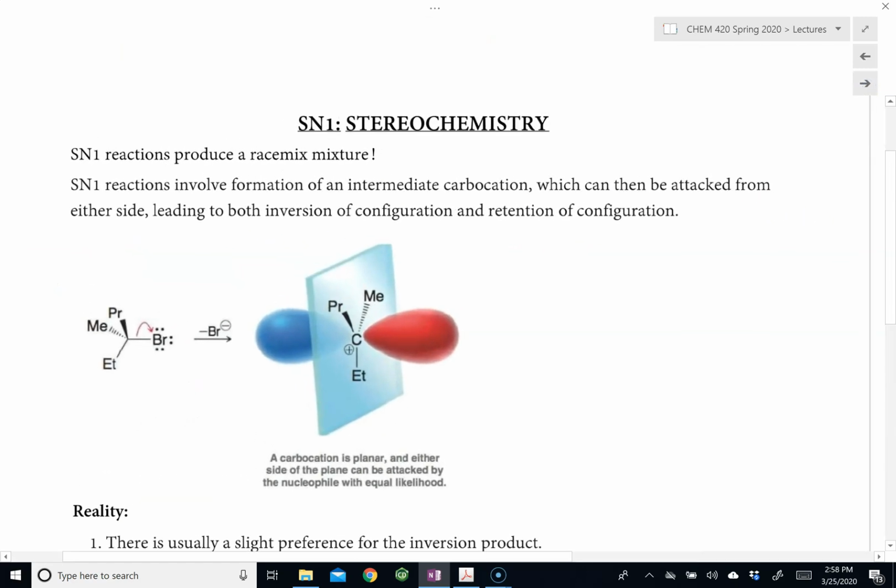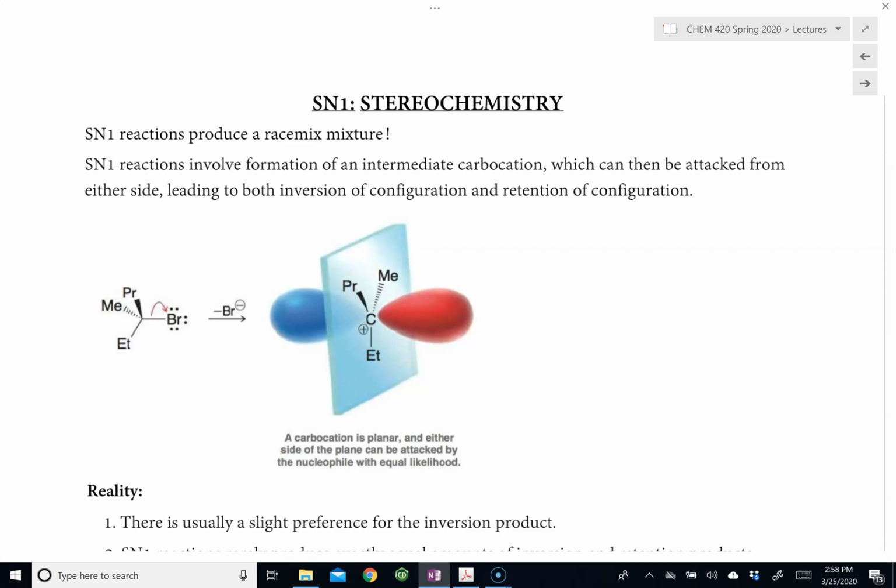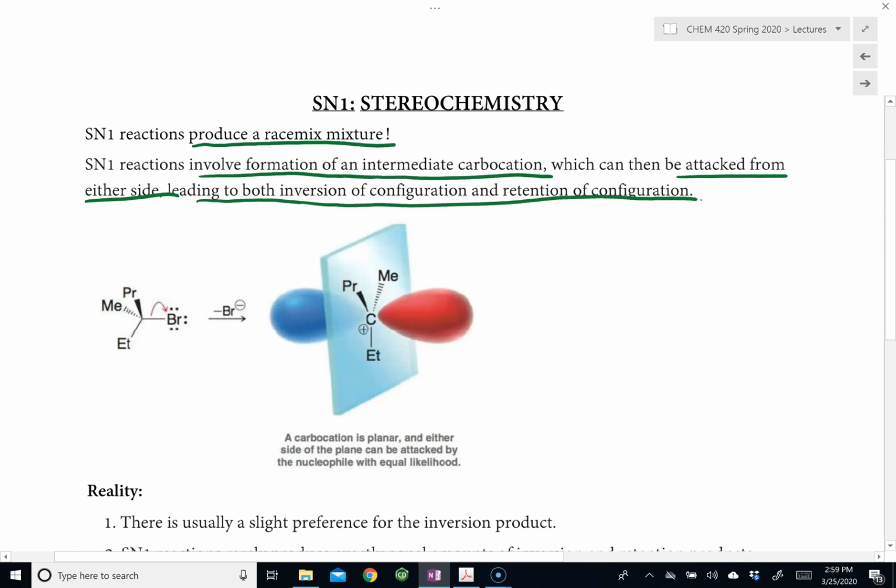And now, let's analyze the stereochemistry control in the SN1 reaction. SN1 reactions normally produce a racemic mixture. And if that is the case, it makes the SN1 reaction not as helpful or productive compared to an SN2 reaction. The reason it produces a racemic mixture is that the SN1 reaction involves the formation of a carbocation intermediate, which can be attacked from either side equally, therefore leading to both enantiomers being formed.